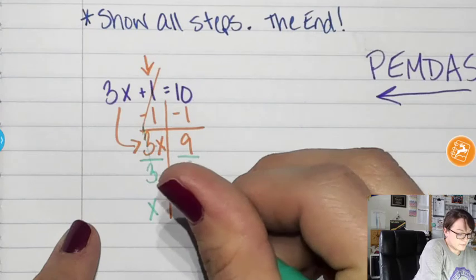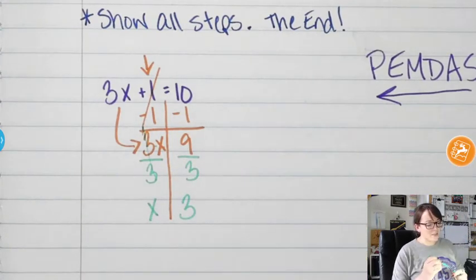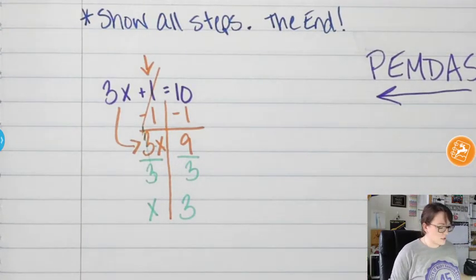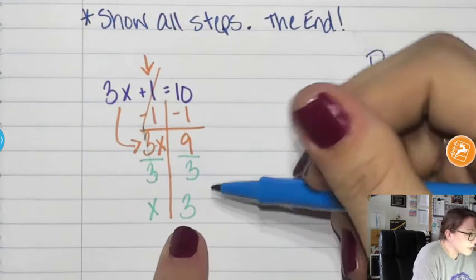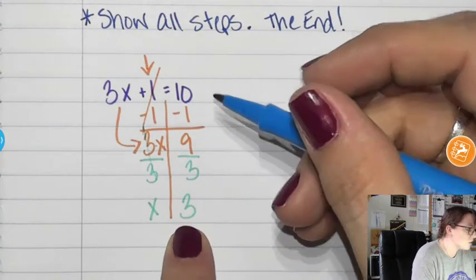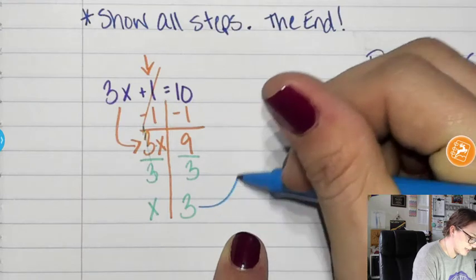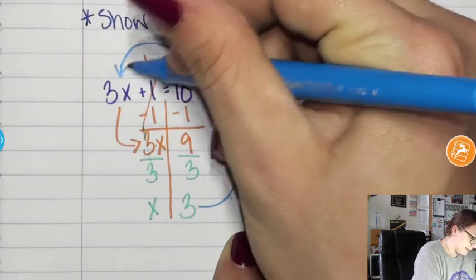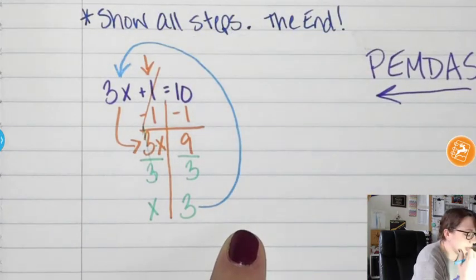3. Now here is the best part about algebra. You can take this answer, and you're like, oh man, I don't know if I did it right. Oh, let's check. You can take this answer and put it right back in the equation. What is 3 times 3? 9. Plus 1? 9.